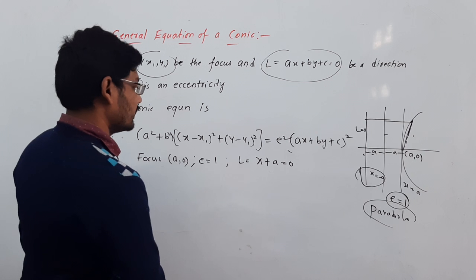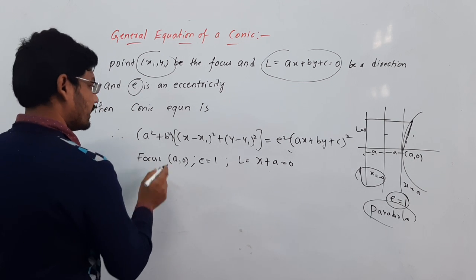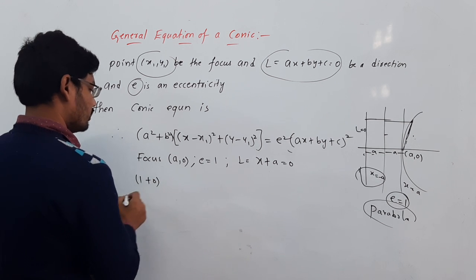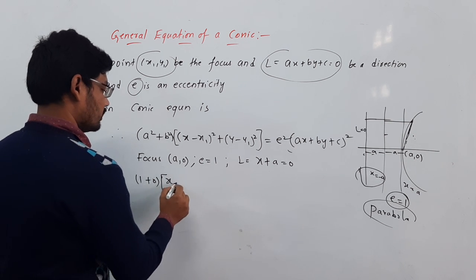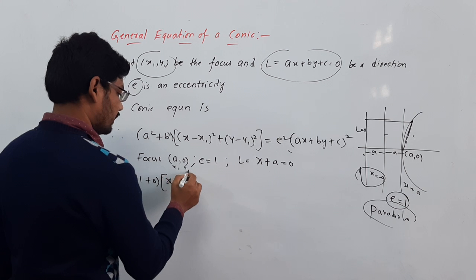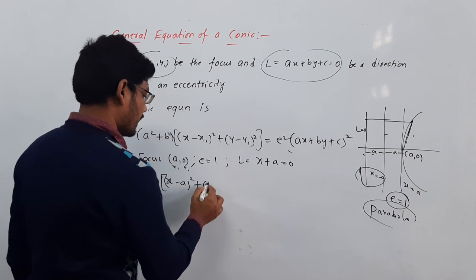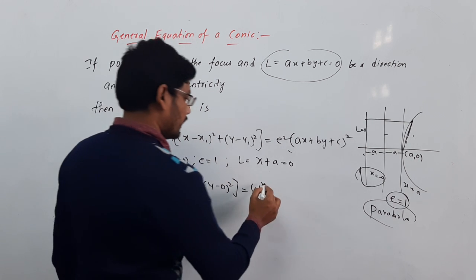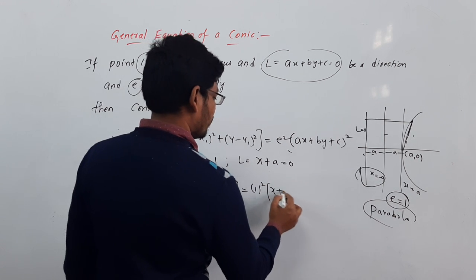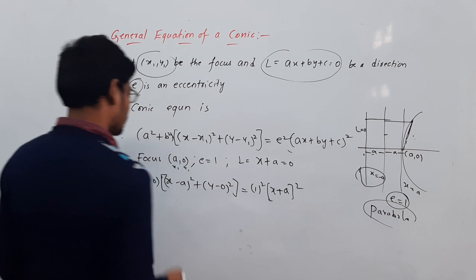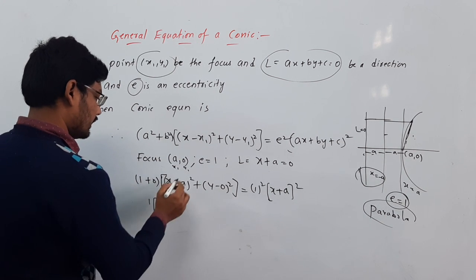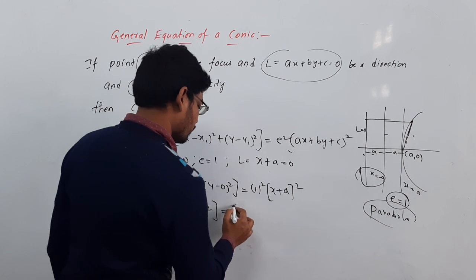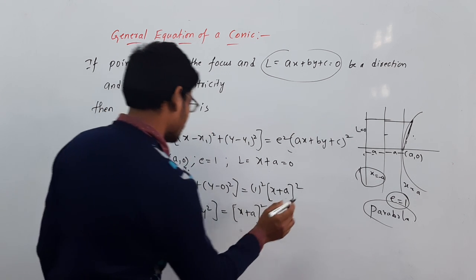So a square plus b square: the coefficient of x is 1, plus 0. Then x minus a whole square plus y minus 0 whole square, with x1, y1 being a, 0. The eccentricity is 1 and the directrix is x plus a whole square. So let's solve this. 1 into this, x minus a whole square plus y square is equal to x plus a whole square.